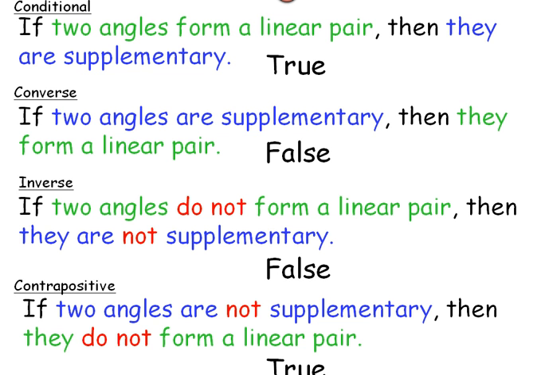Okay, notice the conditional and the contrapositive have the same truth values. The converse and the inverse have the same truth values. True or false, though, that's always going to be true. Conditional and contrapositive, same truth values. Converse, inverse, same truth values.